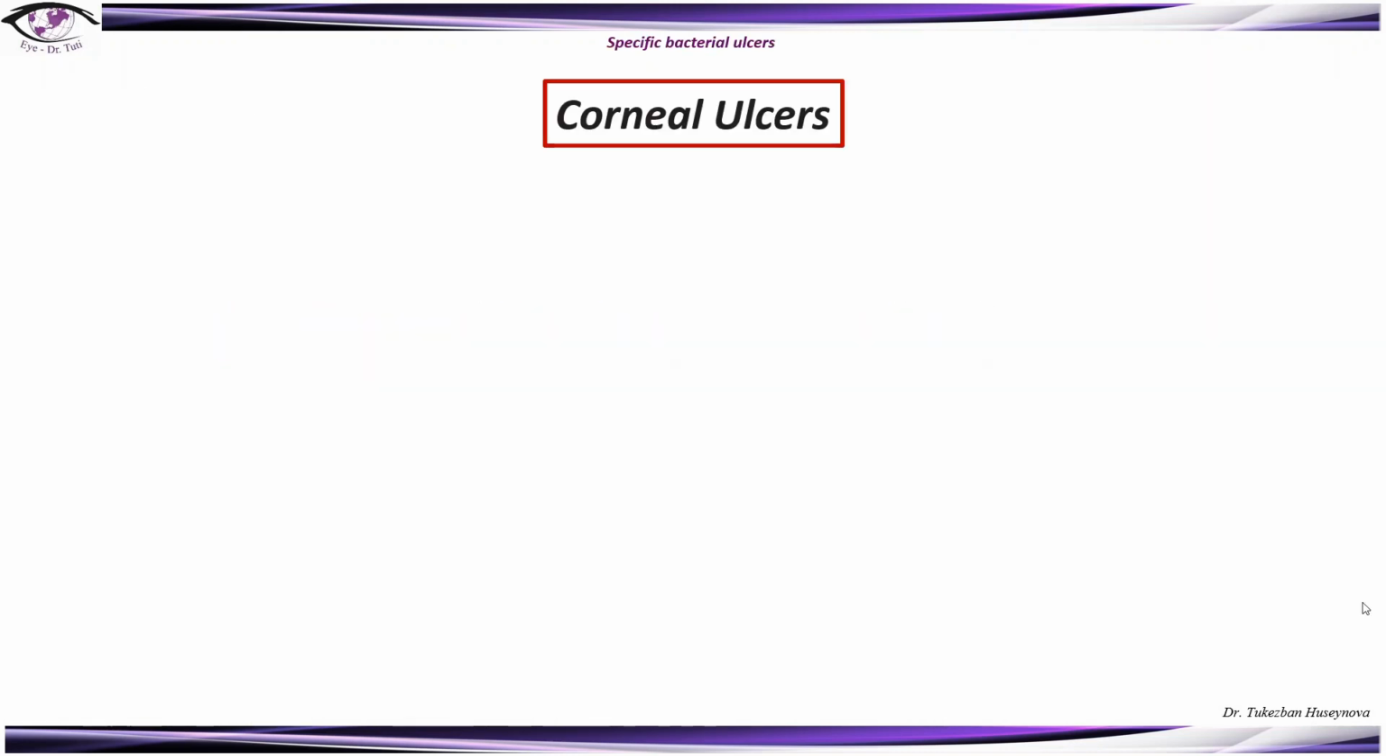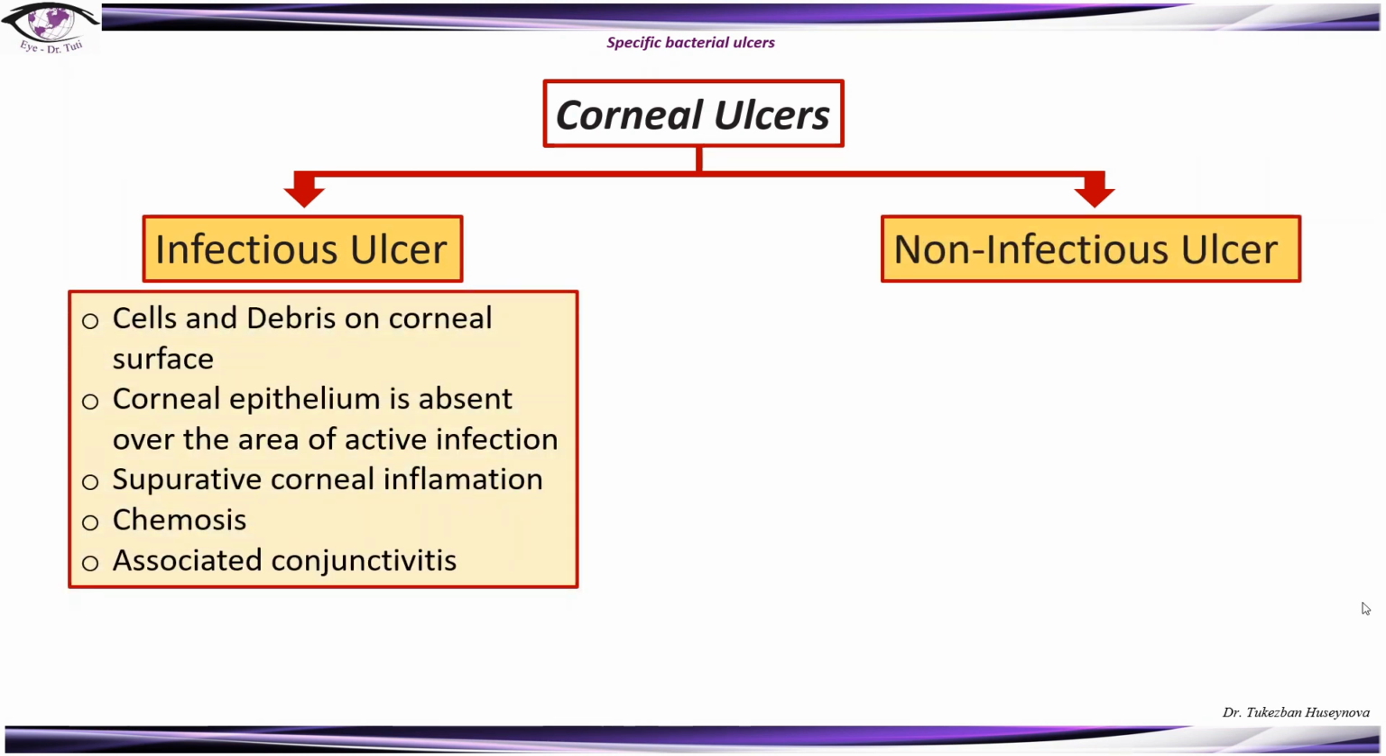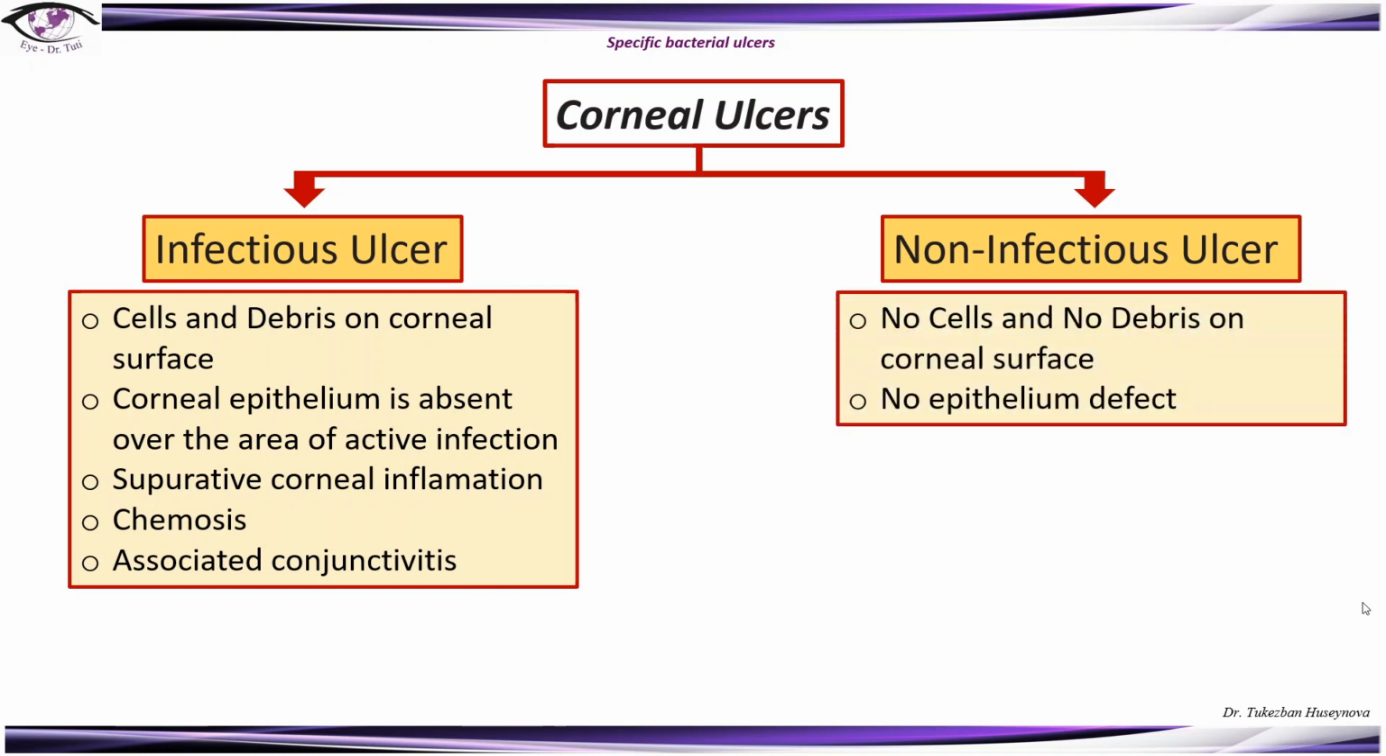Specific bacterial ulcers. Corneal ulcers can be infectious and non-infectious. Infectious ulcers have cells and debris on the corneal surface. Corneal epithelium is absent over the area of active infection. Suppurative corneal inflammation can cause chemosis and associated conjunctivitis. In case of a non-infectious ulcer, there are no cells and no debris on the corneal surface and no epithelial defect.